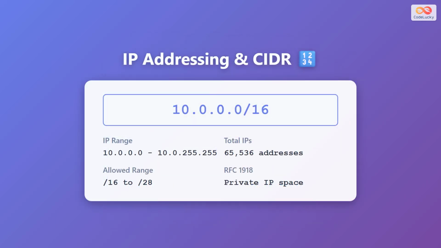Let's understand IP addressing and CIDR notation. CIDR stands for classless interdomain routing. For example, 10.0.0.0/16 represents a VPC with an IP range from 10.0.0.0 to 10.0.255.255. This provides 65,536 total IP addresses. AWS allows VPC CIDR blocks ranging from /16 to /28. These addresses come from RFC 1918 private IP space, ensuring your resources remain secure.